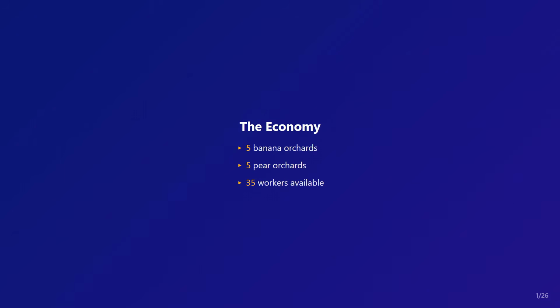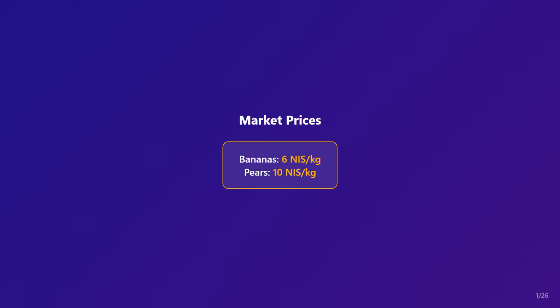Question data. The economy has 5 banana orchards and 5 pear orchards. The price per kilogram of bananas is 6 shekels, and the price per kilogram of pears is 10 shekels. There are 35 workers available in total. Our question has 3 parts. A. Allocate the workers efficiently. B. Find the wage rate in the economy. C. Calculate the profit for each orchard owner.